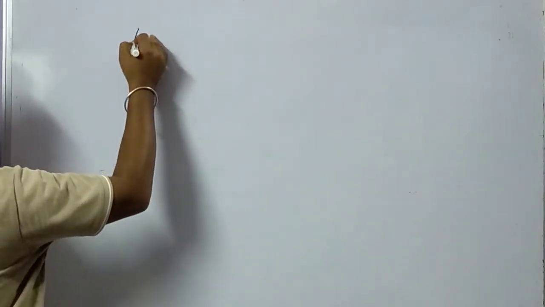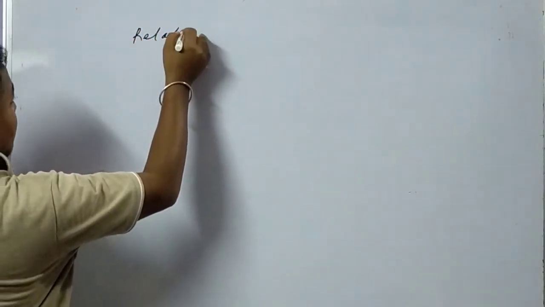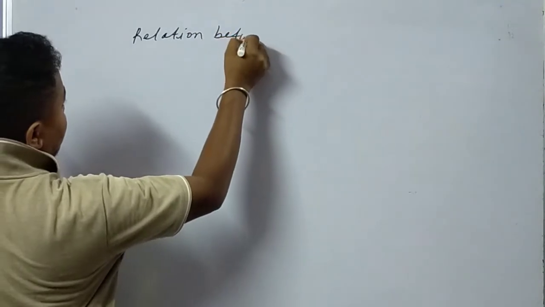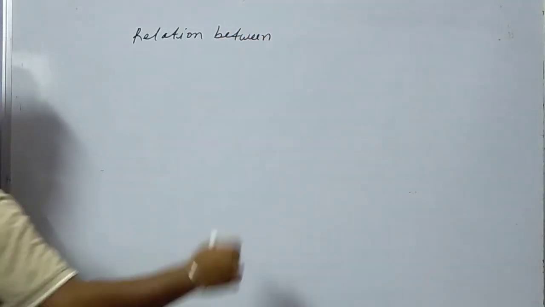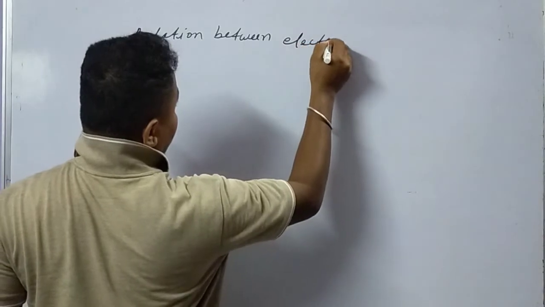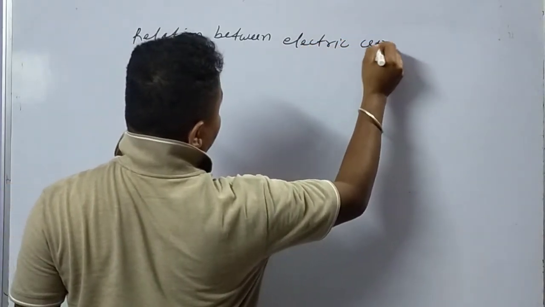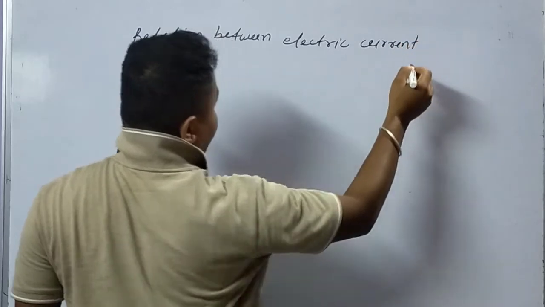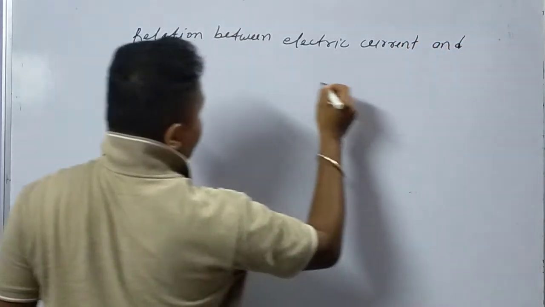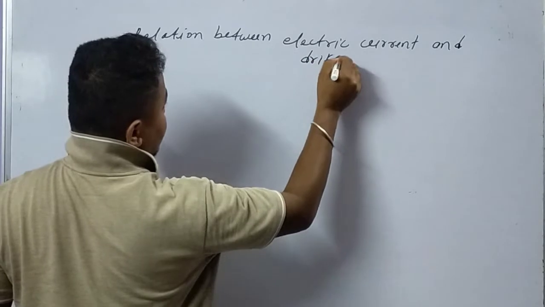Everyone, in the previous class we discussed drift velocity and electric current. Today we are going to discuss the relationship between electric current and drift velocity. That is the most important topic for you. Please write down the relation between electric current and drift velocity. This is today's topic.